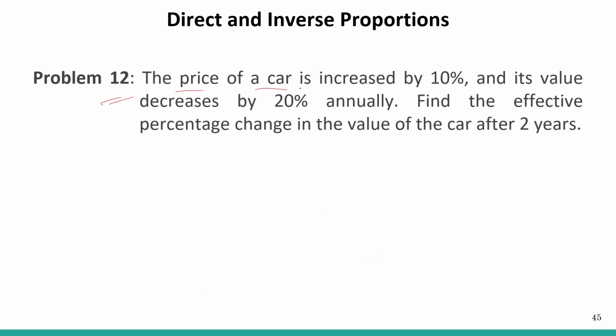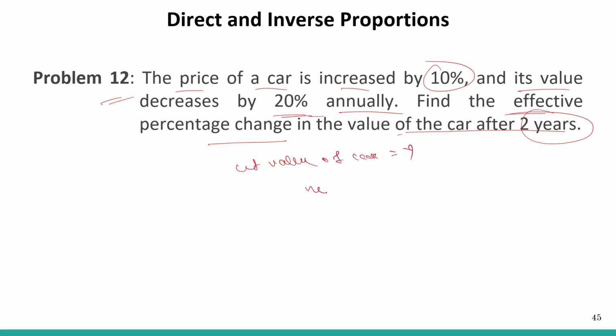Okay. So let's see problem number 2. The price of a car is increased by 10% and its value decreases by 20% annually. Find the effective percentage change in the value of the car after 2 years. After 2 years, how much value will the car hold? So the price of the car has been increased by 10%. So let the value of the car be x. So the new price is equal to 1.1x, that is 1x plus 0.1x, which is the 10% hike.